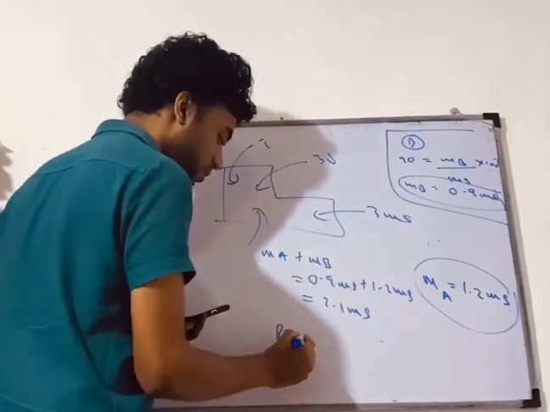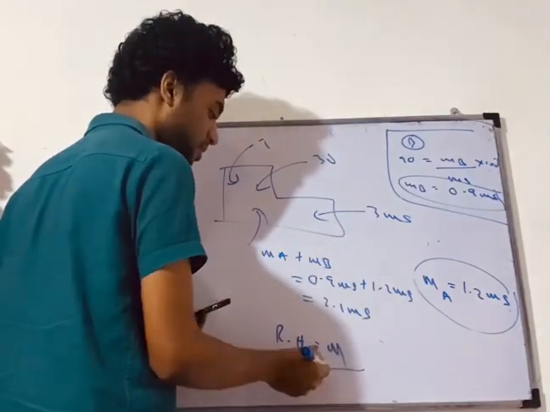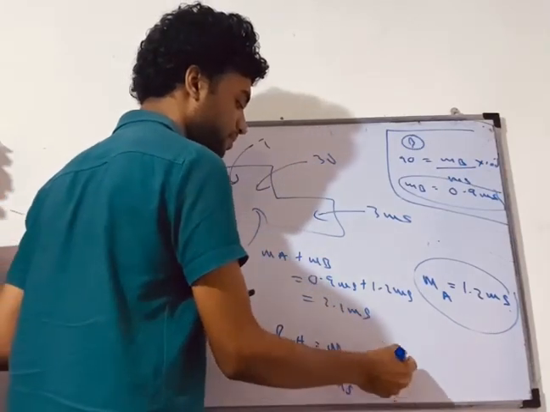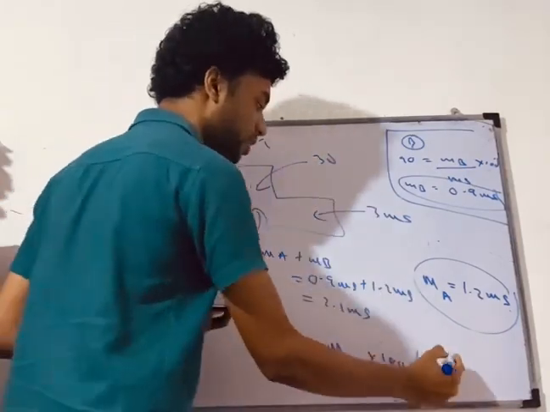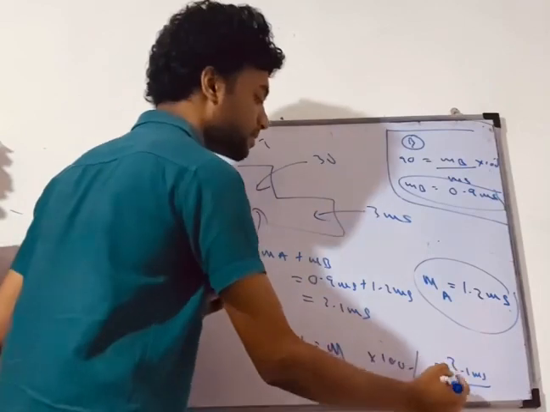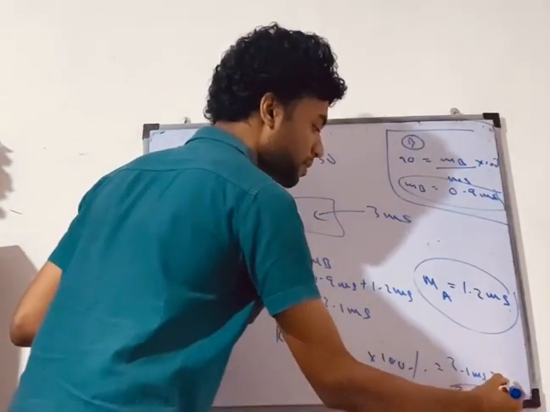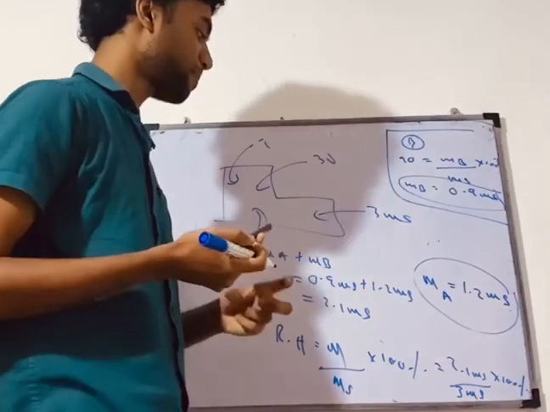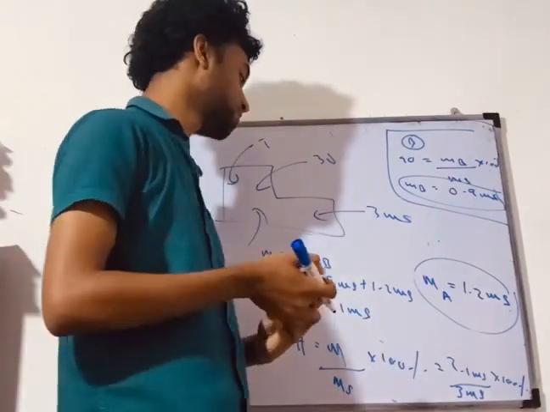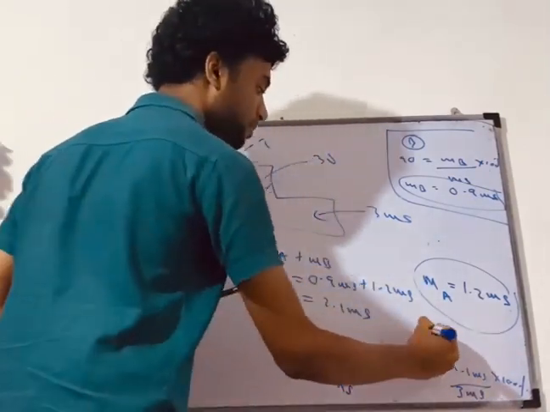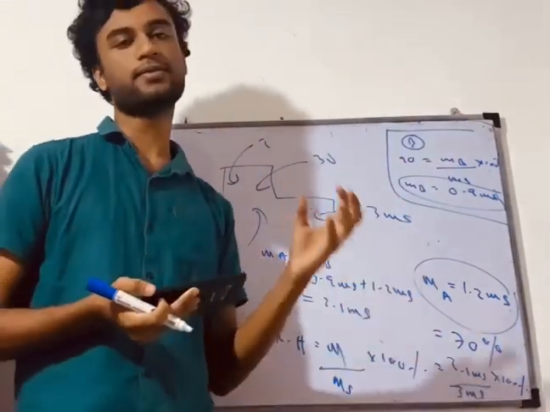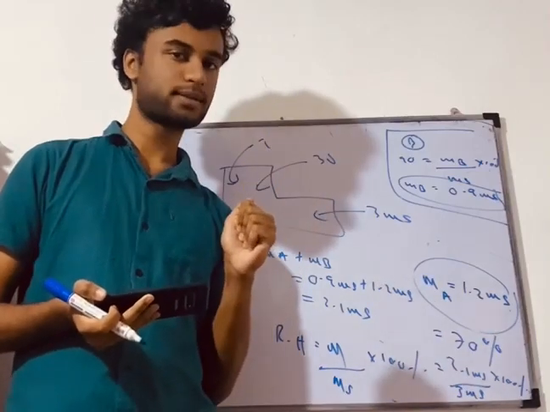Then I can apply the equation where humidity is equal to mass available in this entire space divided by the mass that I need to saturate this space, ms, times 100%. What's the mass that's available? 2.1 ms. What's the mass that I need to saturate this space with? 3 ms. So this should be multiplied by 100%. So I get what? 210 divided by 3 is 70%. So the answer is going to be 70%. So the relative humidity in this space is going to be 70%.